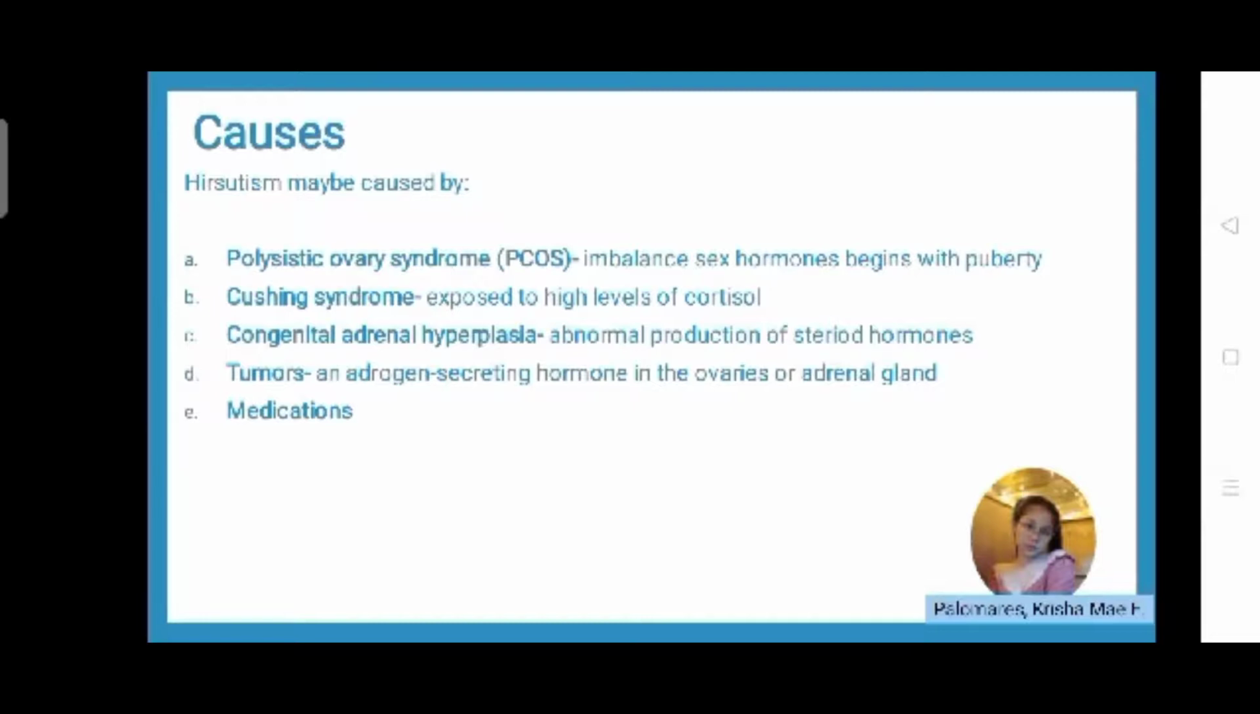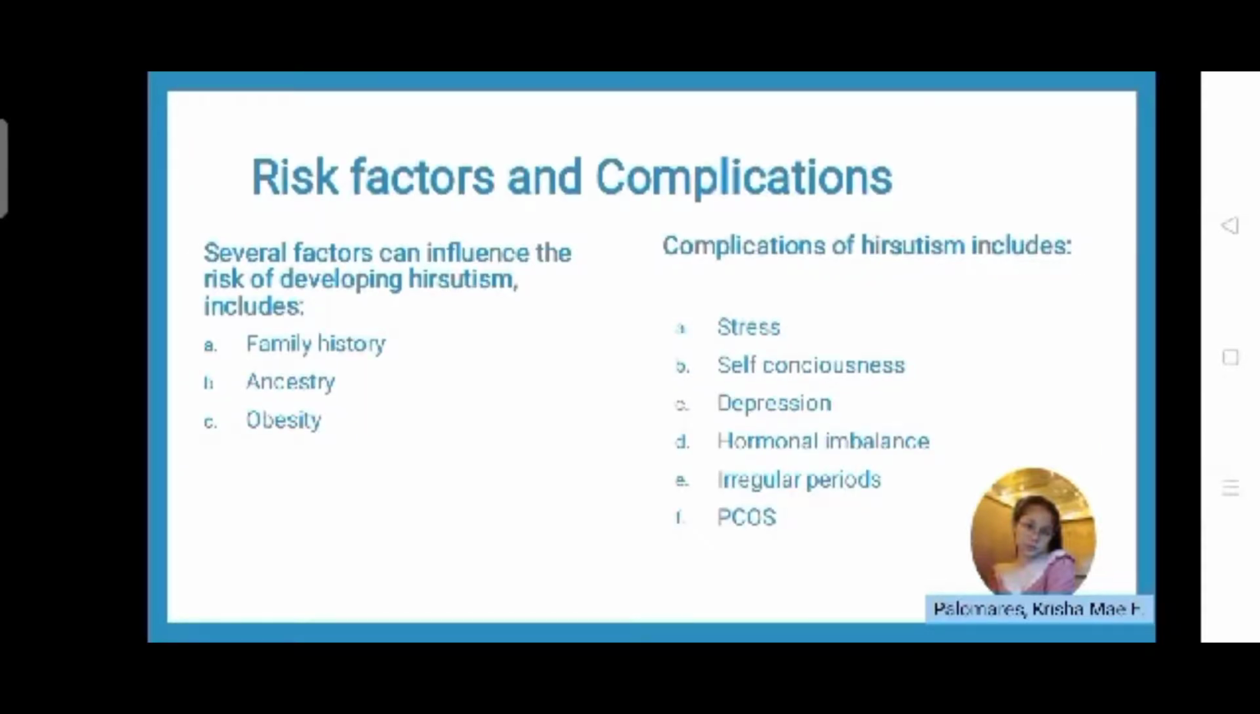Third is congenital adrenal hyperplasia. This inherited condition is characterized by abnormal production of steroid hormones. Next and last are tumors. It is very rare. An androgen-secreting tumor in the ovary or adrenal gland can cause hirsutism. The risk factors that can influence your likelihood of developing hirsutism include family history, ancestry, and obesity, where being obese causes increased androgen production, which can worsen hirsutism.